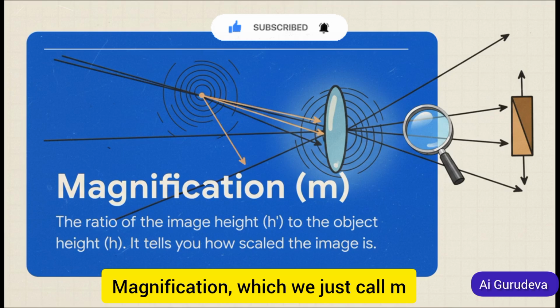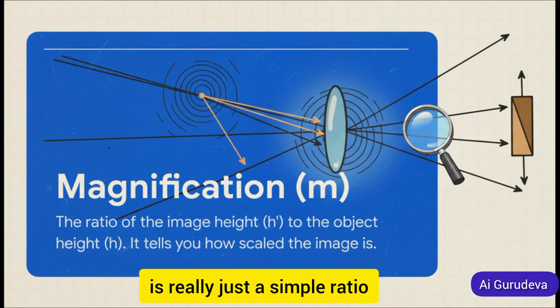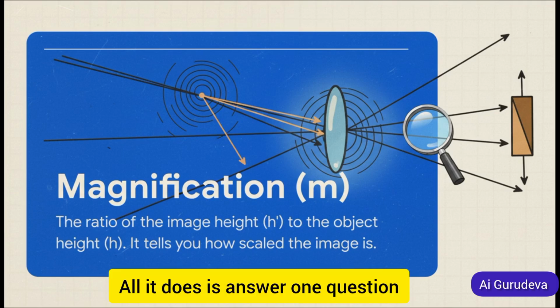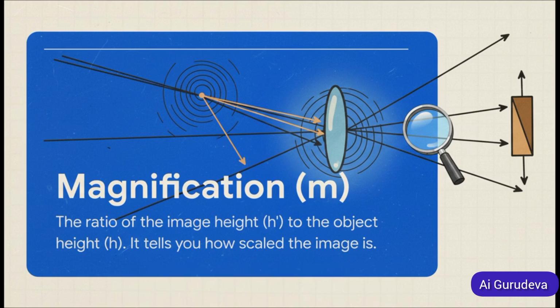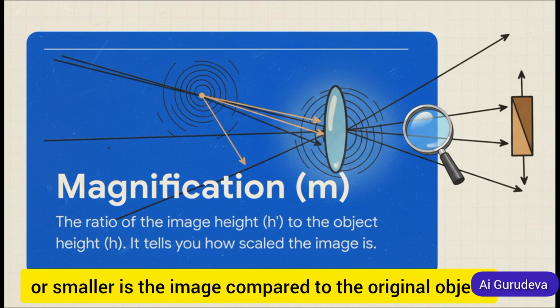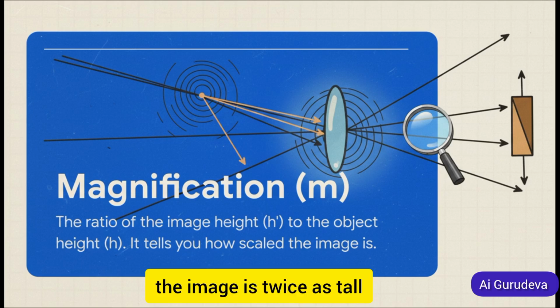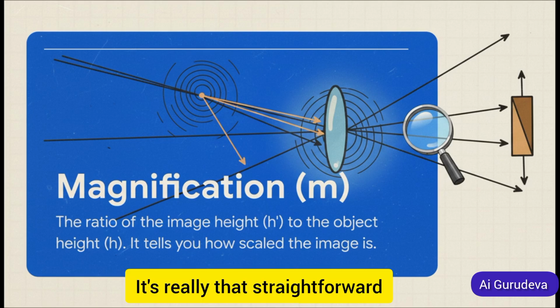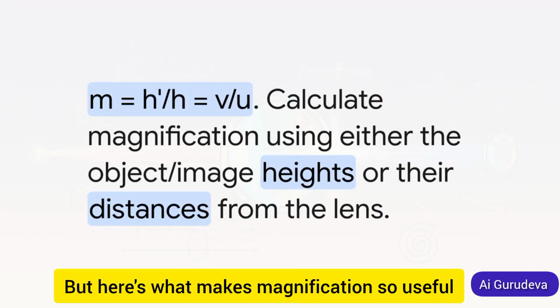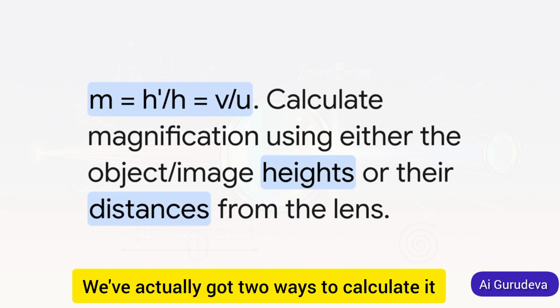Magnification, which we just call M, is really just a simple ratio. All it does is answer one question: how much bigger or smaller is the image compared to the original object? So if M is 2, the image is twice as tall. If it's 0.5, well, it's half the height. It's really that straightforward. But here's what makes magnification so useful. We've actually got 2 ways to calculate it.